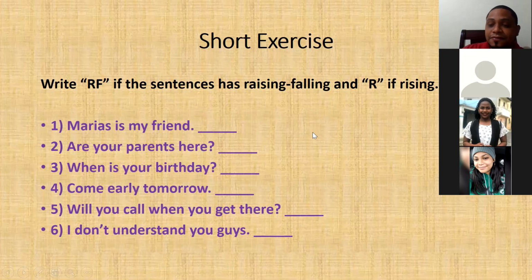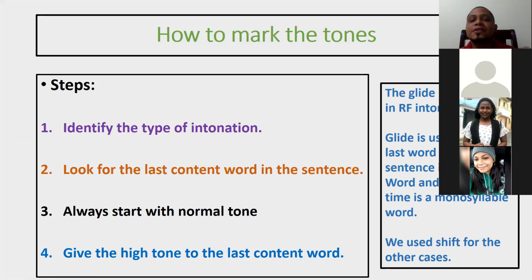So then we continue. Okay, now the question is, how am I going to mark the tones in a sentence? How am I going to start marking the tones? Well, very easy. You only have to follow 4 steps, okay? The step number 1 is just the one that we did. You have to identify the type of intonation that the sentence has, right? That's the step number 1.